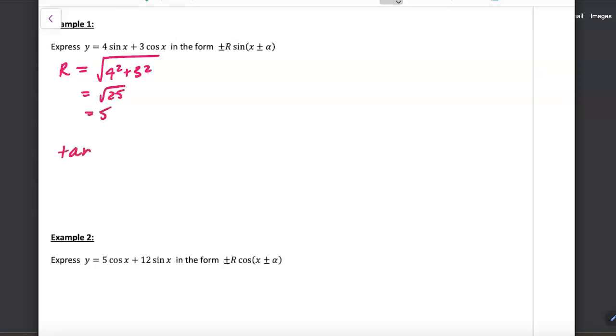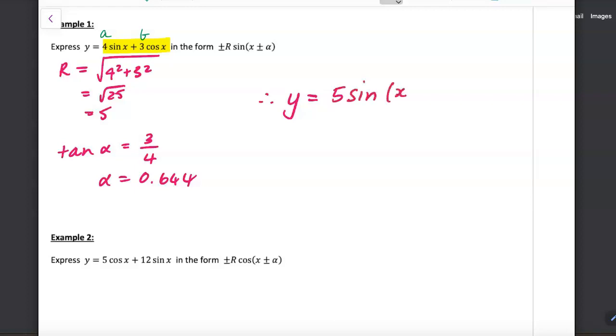And the tan of angle alpha is going to be b over a. Now I'm going to take exactly how it's written left to right, so 4 is going to be my a value and 3 is going to be my b value. This gives me an alpha value of 0.644 radians. So therefore, I know it's going to be 5 times the sine of x plus 0.644.